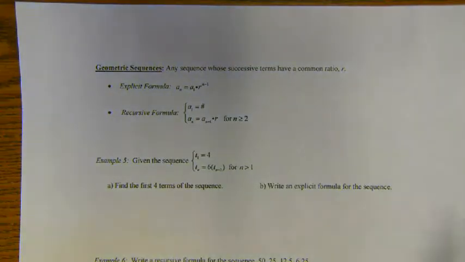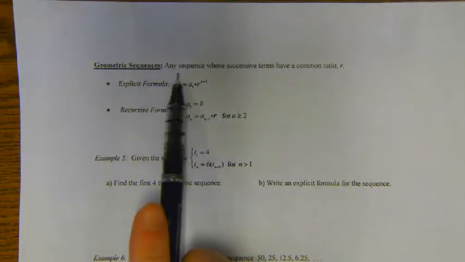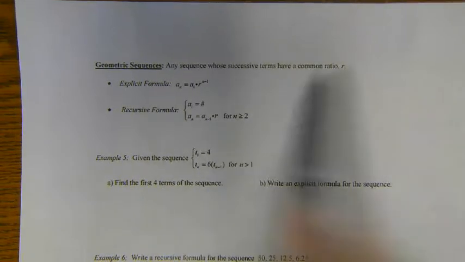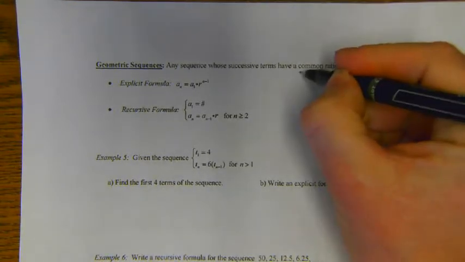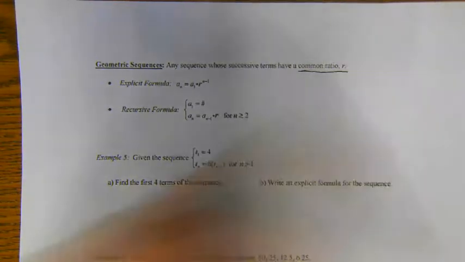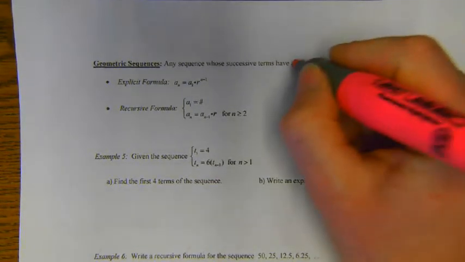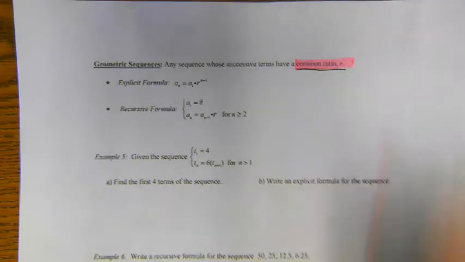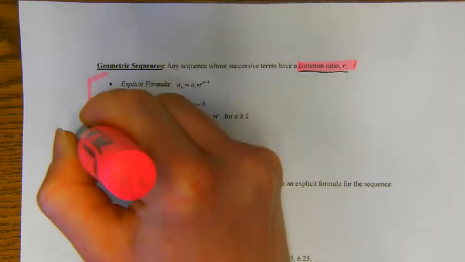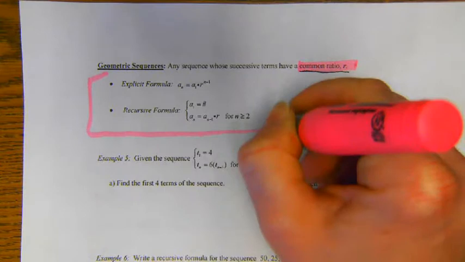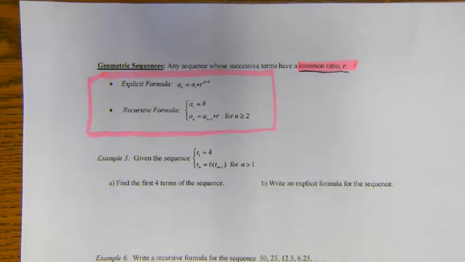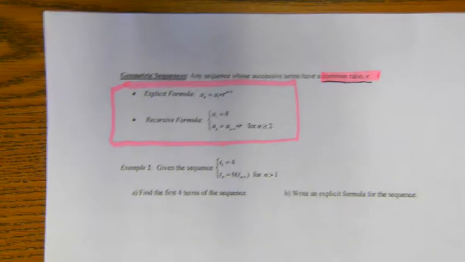So we're moving on to geometric sequences, which is any sequence whose successive terms have a common ratio of r. This is also on your formula sheet, but these are the explicit and recursive formulas. So let's take a look at example 5.